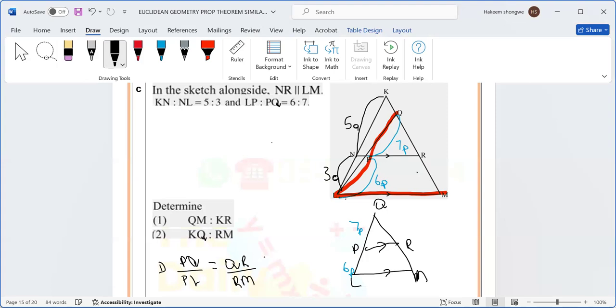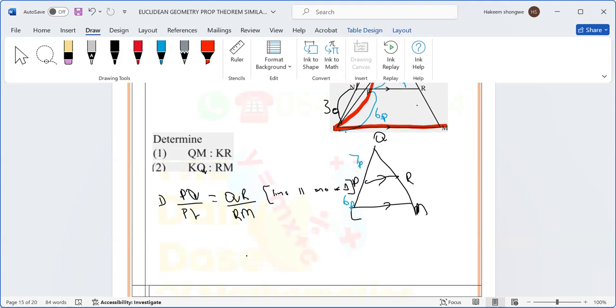And what is the reason behind this? It's a line parallel to one side of a triangle. Then what is QR over RM? It's 7 over 6, 7P over 6P. Yes, this is QR over RM.